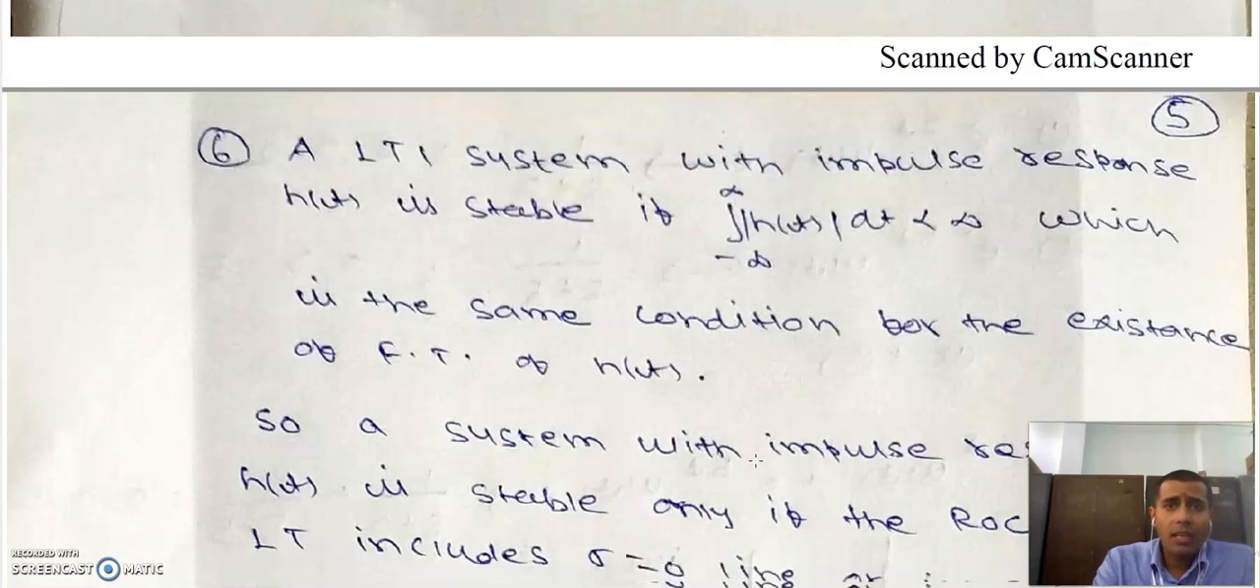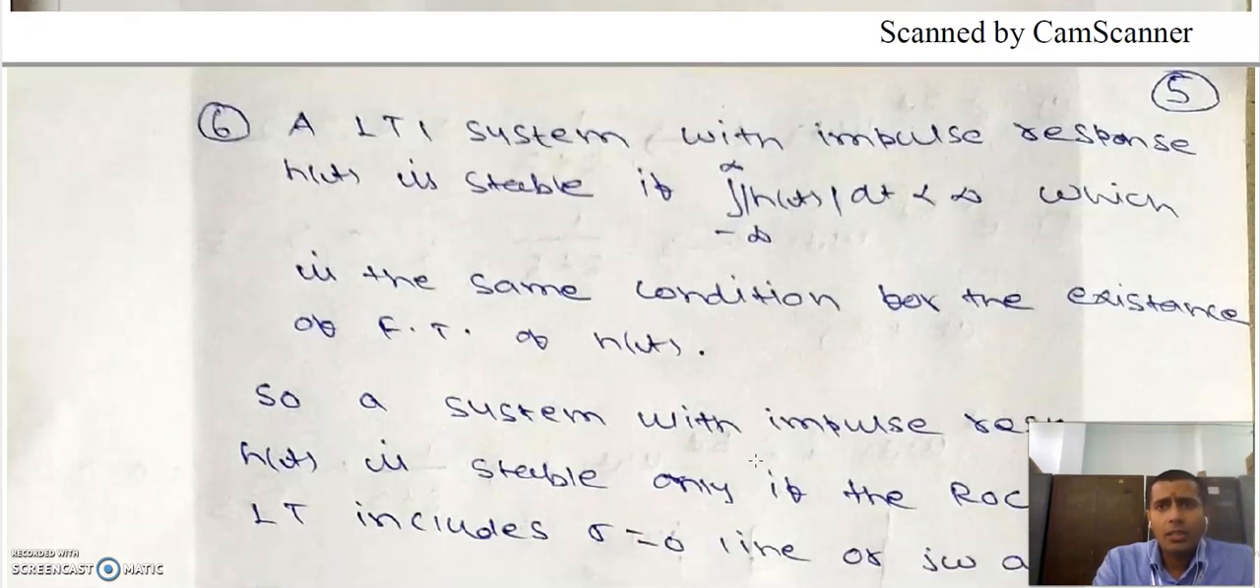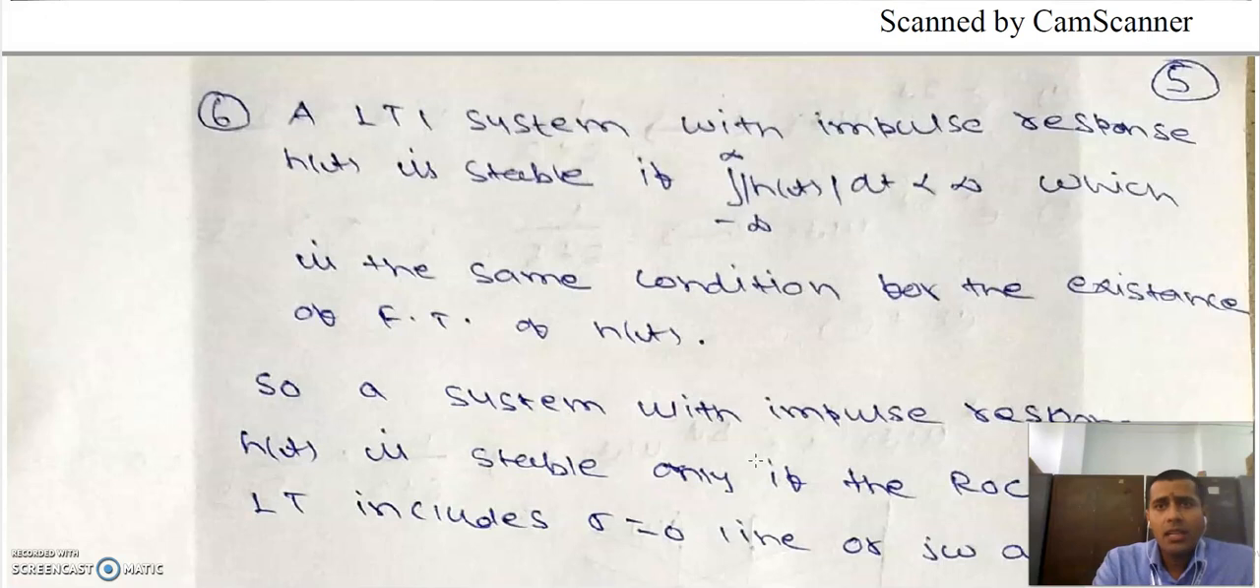Next property. An LTI system with impulse response h(t) is stable if the integral from minus infinity to plus infinity of mod h(t) dt is less than infinity, which is the same condition for existence of the Fourier transform of h(t). For existence of the Fourier transform, the integral from minus infinity to plus infinity of |f(t)| dt is less than infinity. And one thing also, remember that we always write h(t), which is called impulse response.